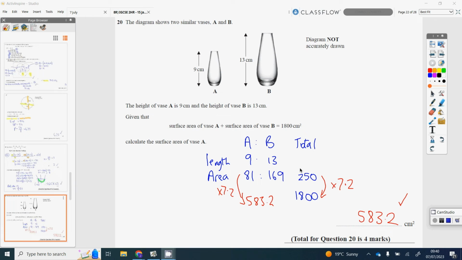Adding those together, that gives us a total ratio share of 250. Now we're told the actual total area is 1,800, so I pop that in the total column. So how do I go from the ratio to the actual values? What do I multiply 250 by to get 1,800? Well, I've done 1,800 divided by 250 to find that my multiplier is 7.2. Now I'm being asked to work out the surface area of vase A, so I take my 81 and multiply that by 7.2, giving me 583.2.